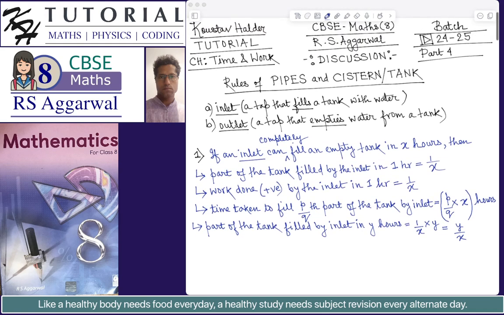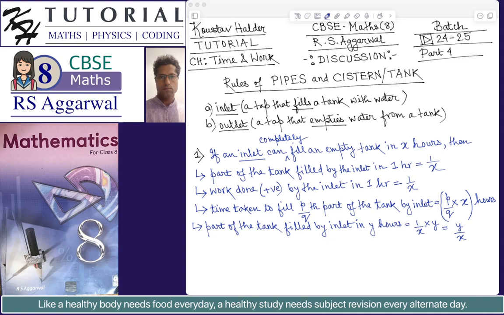Okay, so this is about pipes and cistern. Cistern is also known as tank. A tank and cistern is the same thing. So this is all about filling a tank with some water or emptying a tank by some pipes.